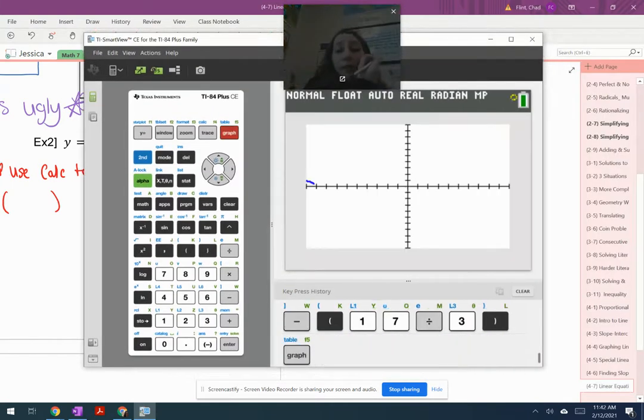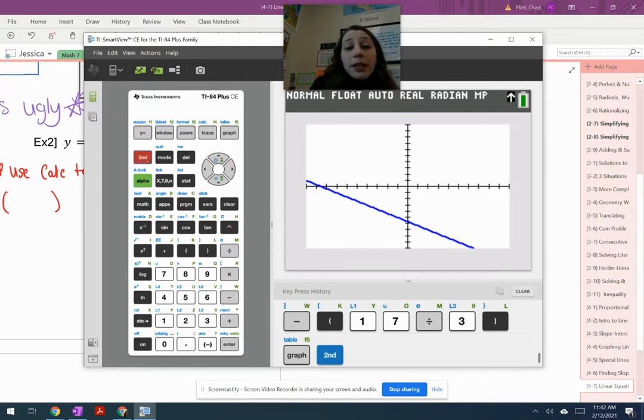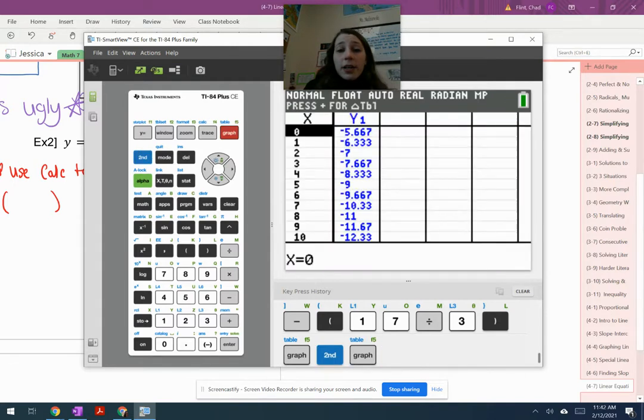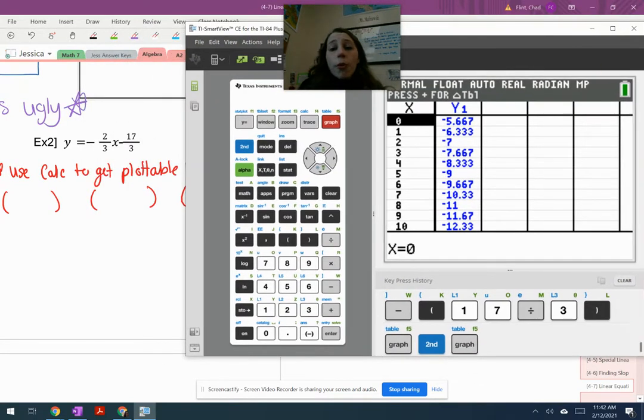Okay, so I can hit graph to get a visual of what that equation should look like. And then, again, to get those plottable points, do the second graph button to get to the table. So just like before, we're going to ignore any of the decimal points because I can't find negative 6.3 repeating on the graph. It's too difficult. So only focus on the whole number points that fit on your graph.